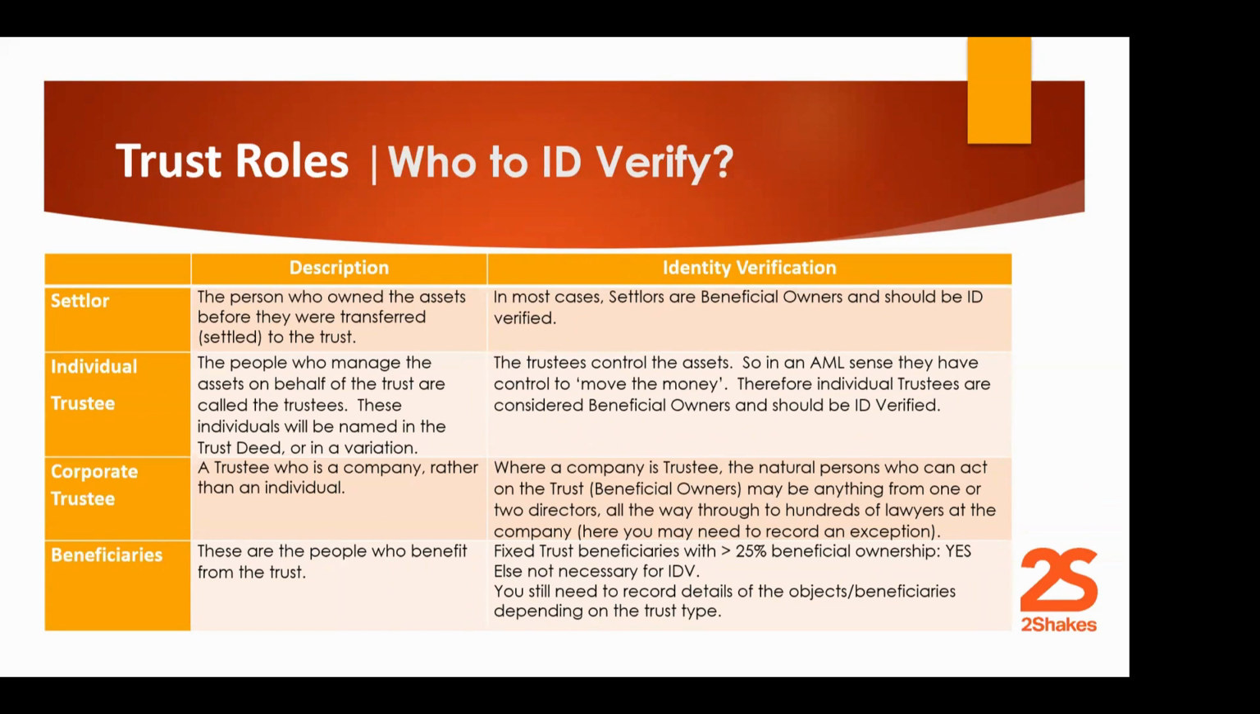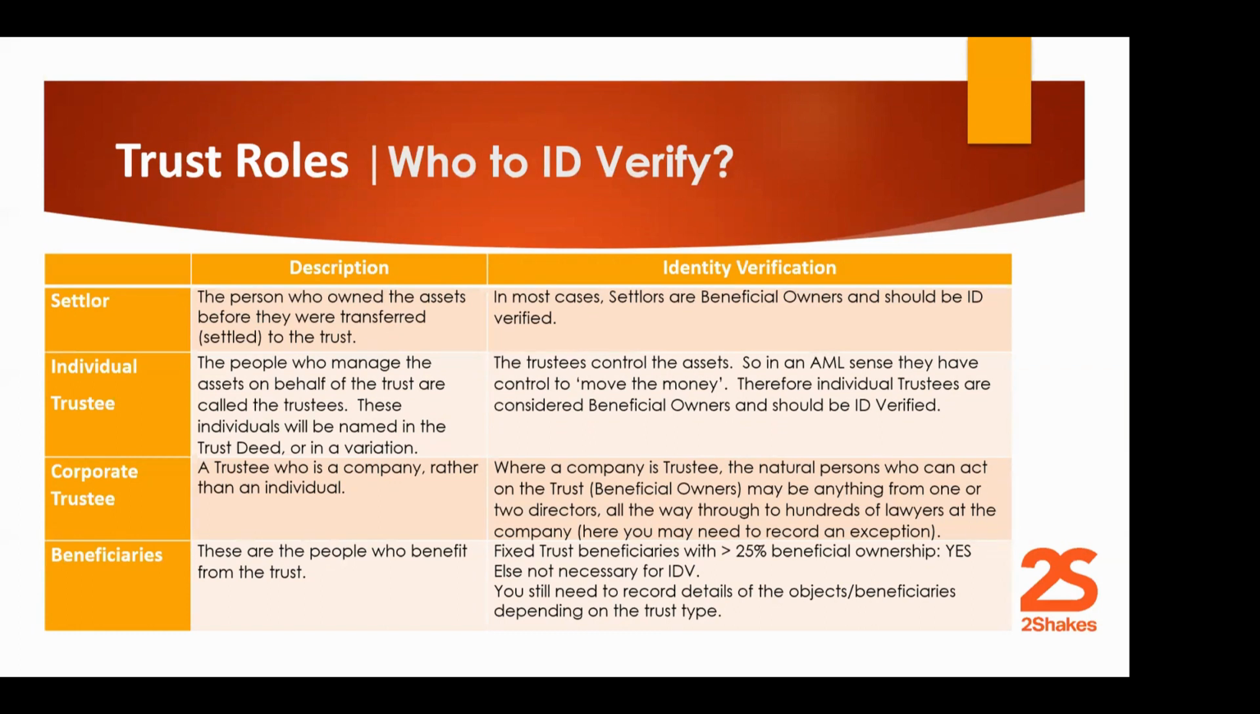So, who do you need to ID verify? And this kind of gets to the crux of it. So you're looking for the beneficial owners of the trust that you're dealing with. And beneficial owners sometimes can be a simple idea, and sometimes it can get a little bit gnarly, especially with trusts. Let's take the settlor for a start. So they're the person who owned some assets and they've established the trust. They're the trust's benefactor. And there might be more than one.